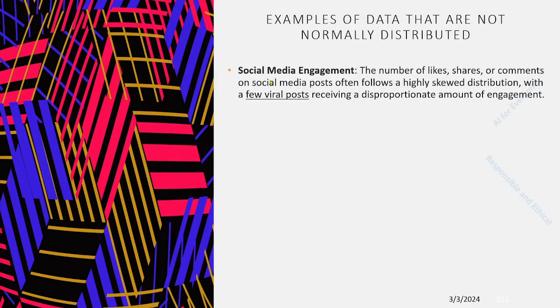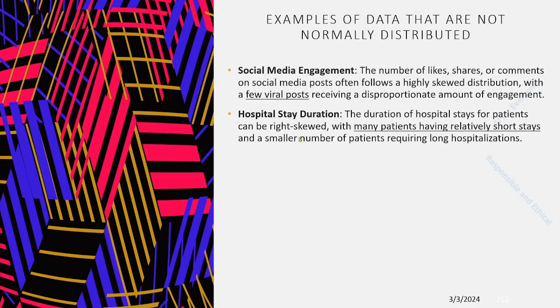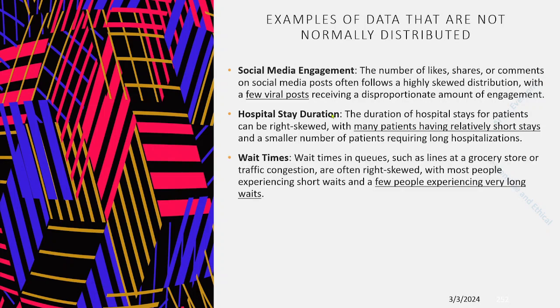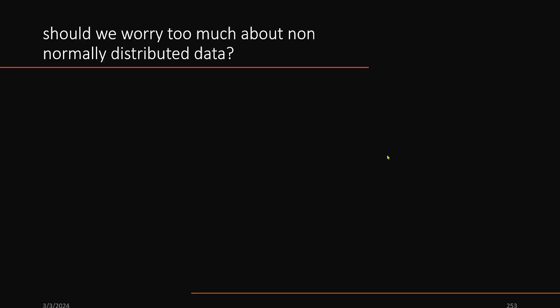Okay, let's look at some more. Social media engagements. Some posts go viral, some posts do not go viral. Again, skewed data. Hospital stay duration. Many patients stay for 1 or 2 days, and some people may need longer hospitalization. Wait times also show right skewed data. That means most of the time, people wait for very less time, but sometimes people may have to wait for longer time.